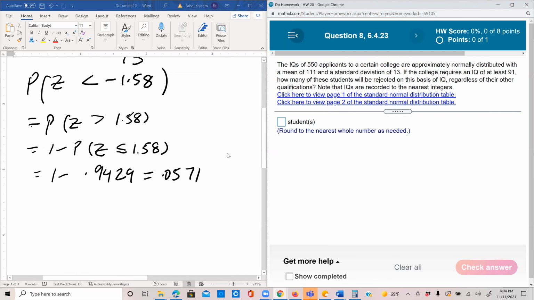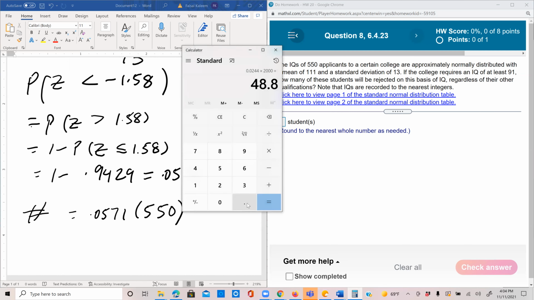So that will be the proportion, and then the number is equal to 0.0571 times the total number. So this is what we got was the proportion who would be rejected, and the number who would be rejected would be 0.0571 times 550. That's 31.